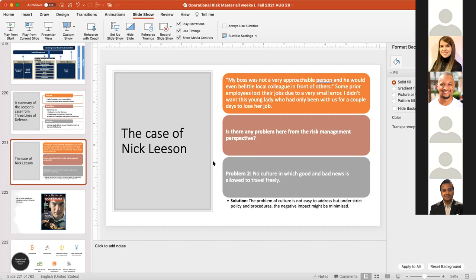You need to have a culture where both good news and bad news can flow freely. Auditors, risk managers, they all have to be independent.